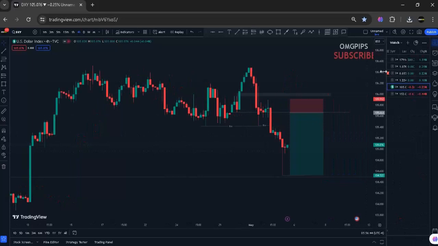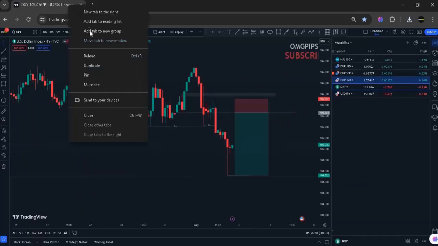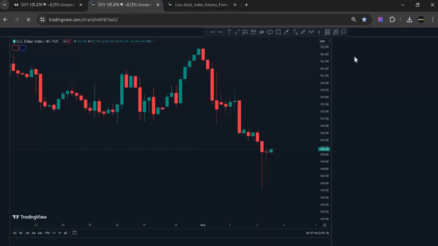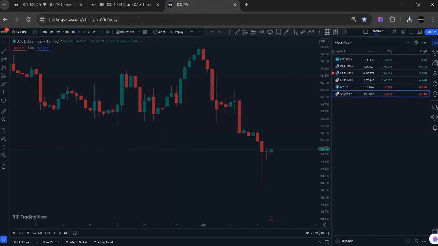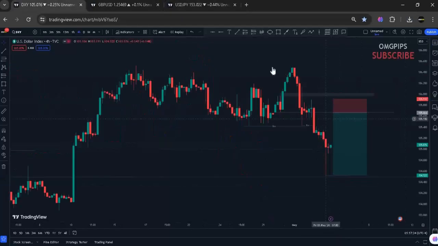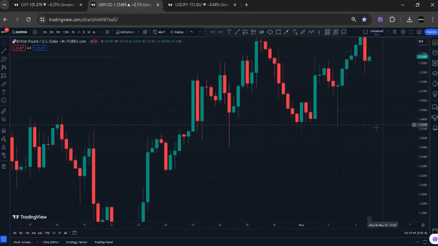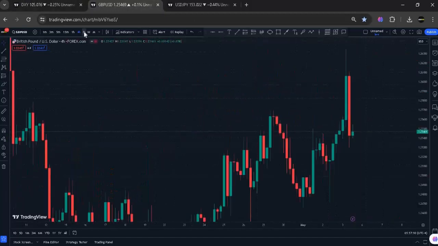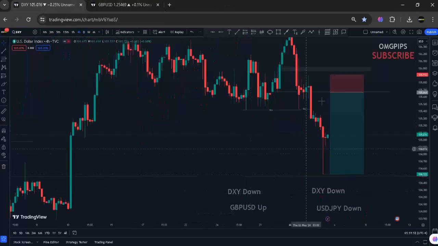Which one is this one? Let's go GBP USD. Okay, let me just duplicate that and also duplicate that. So here I'll have GBP USD, and on this one I have USD JPY. So since the DXY is going down, on GBP USD I know I'm looking for bullish momentum. I don't have to go too far, I don't have to go to the weekly or anything. DXY is going down, GBP USD should be going up, right?